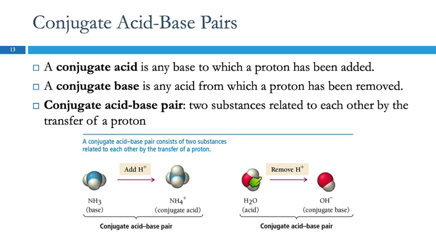H2O, if you take a hydrogen ion away from it, that's it acting as an acid, right? Donating a hydrogen ion, it becomes hydroxide ion. This is a base, and that's an acid. This is a conjugate acid-base pair. Any questions?